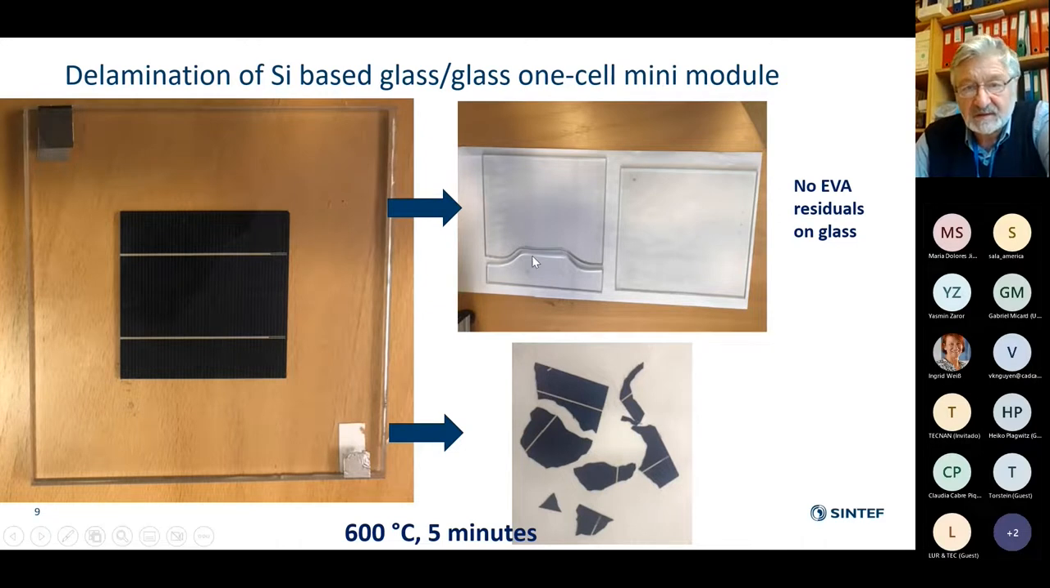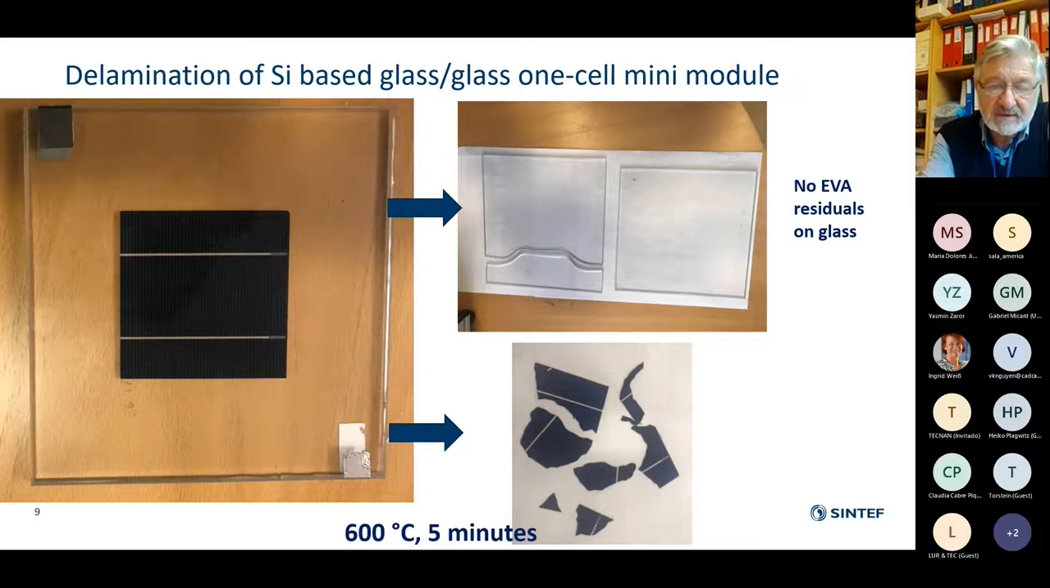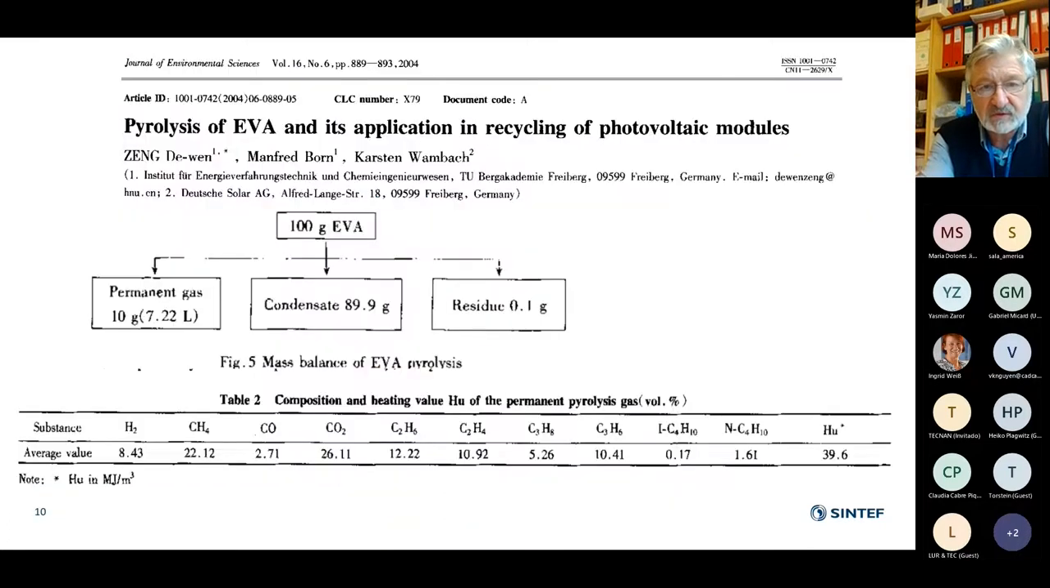In this case, one part of the glass of the mini model was broken from the beginning. It was not broken during the process, and we extracted absolutely pure glass and solar cells and ribbons using this combustion-based approach. And the process takes only 5 minutes, which is reasonable for industrial application, in fact.